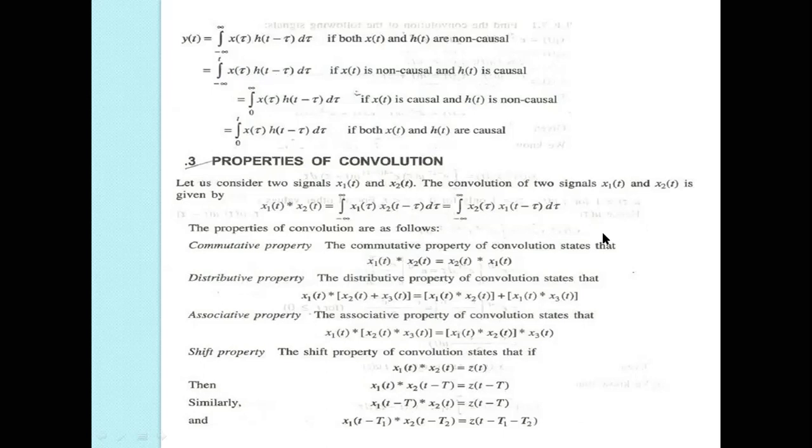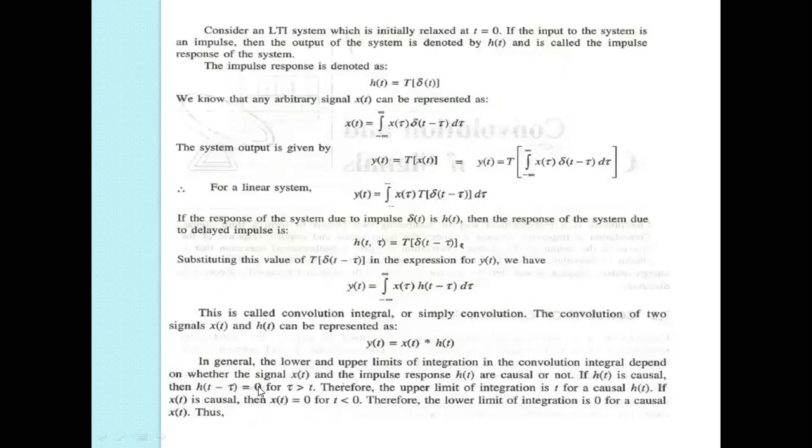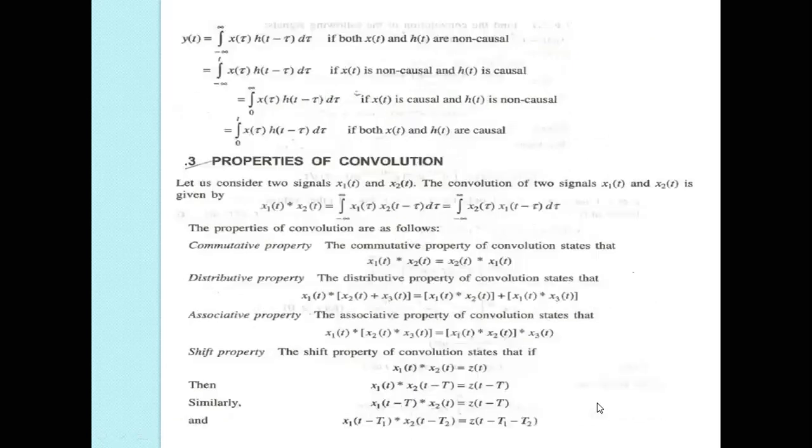Okay, what we discussed in the previous slide. You see here, the upper limit of integration is t for a causal h of t. If x of t is causal, the lower limit is 0. Okay, my dear students. So here the upper limit is t. Now h of t is causal and x of t is non-causal. So the lower limit I am taking as 0 and infinity: x of t is causal and h of t is non-causal. And the total signal is causal when the limits change from 0 to t.